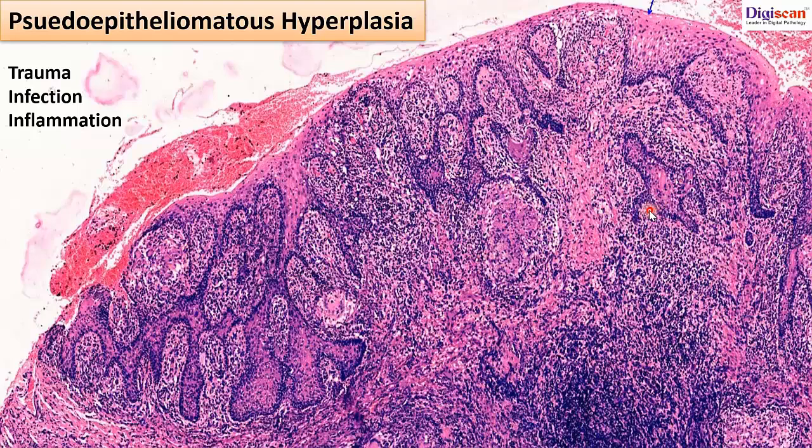This is found in cases of trauma or chronic infections and chronic inflammations like tuberculosis. In this case, we can see here that there is a granuloma formation. So this is a case of tuberculosis, and in response to this infection and chronic inflammation, there is marked elongation or hyperplasia of the epithelium mimicking malignancy. So this is pseudoepitheliomatous hyperplasia, and this is one condition we have to diagnose very carefully.